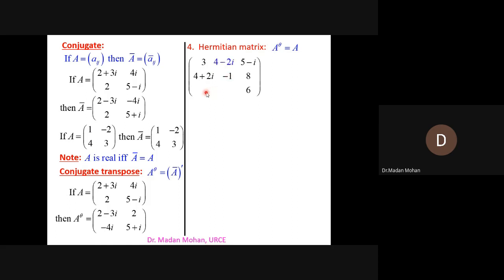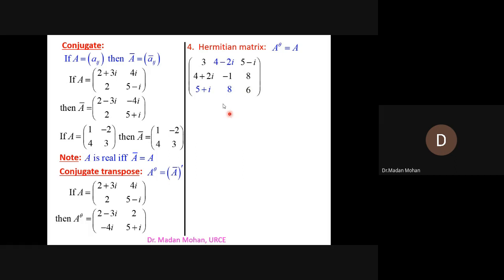What is this element? The first column, last. What is this element, please? 5 plus i. Very good. What is the next element? 8. 8 only, please. 8 plus 0i, 8 minus 0i, to satisfy ourselves I am telling it as 8 minus 0i. Okay, this is a Hermitian matrix.